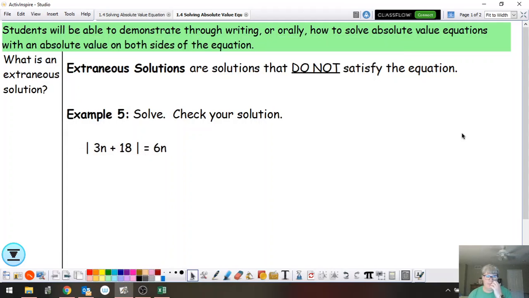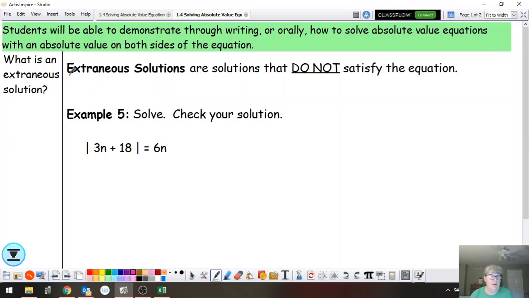Hi everyone, it's Mrs. Scarpel again, and we're going to continue solving absolute value equations in this video. In the previous one, we were solving equations where we had absolute value equal to an integer. In this one, we're going to have absolute values equal to an expression that involves a variable. And when that happens, we may end up with what are called extraneous solutions.